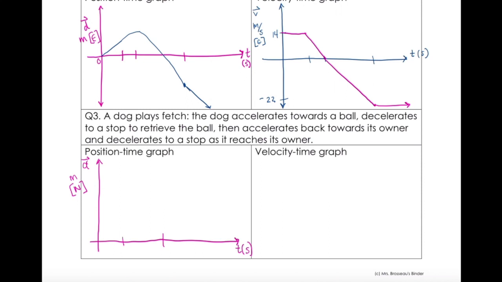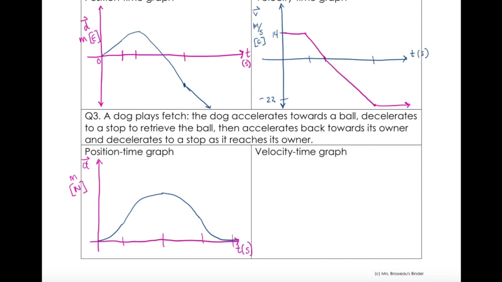And then they're going to accelerate back towards the owner, and then they're going to decelerate once they reach the owner. Okay, so those are all the marks that we're going to have to go. Okay, so we have acceleration, then we have deceleration until we come to a stop, and then we have acceleration but in the negative direction, and then we're going to have deceleration where they're slowing down again.